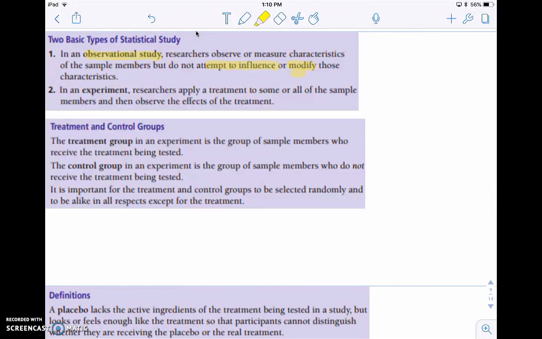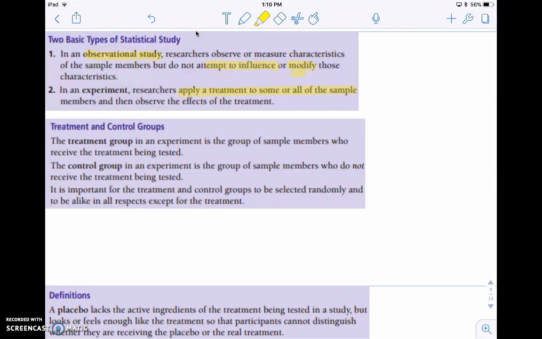And then the second one is an experiment. Researchers actually apply a treatment to some or all of the sample members and then observe what the effects of that treatment are. So again, we have an observation versus an experiment. In an experiment, we intervene. In observation, we're kind of hands off, we're just watching, and we don't try to influence or modify.